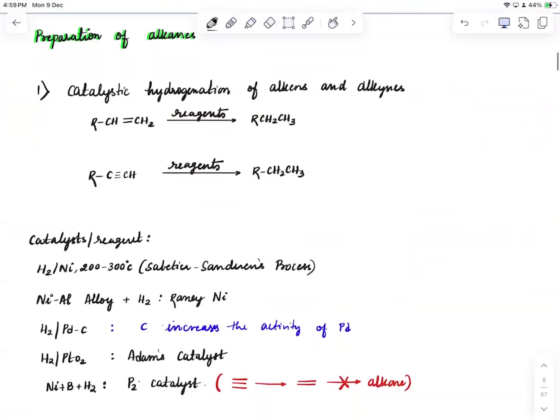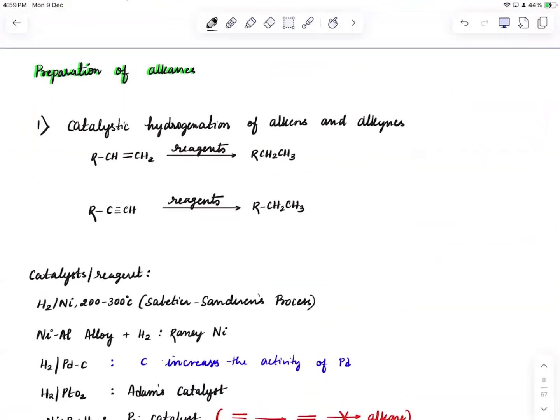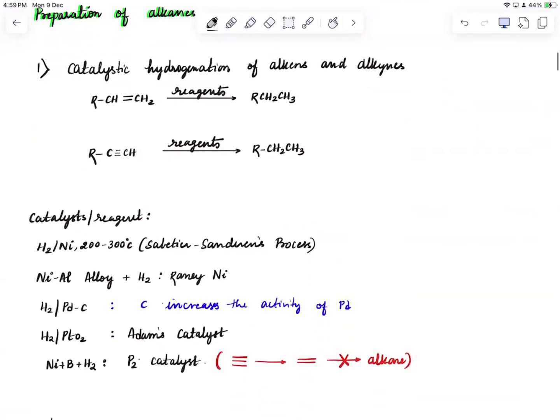Next, those were the properties of alkanes. Now, if you compare the preparation of alkanes, what all reactions can we use here? The first reaction being catalytic hydrogenation of alkenes and alkynes. See, this is an alkene. When you react it with any reagents, it could possibly get to an alkane form like this. Same way, an alkyne can also react with some reagents to get an alkane form like this.